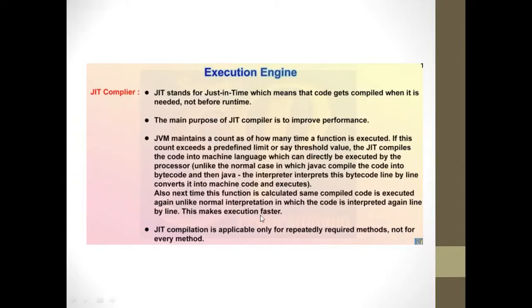This makes the execution much faster because it will run that particular code only when it is needed, but not before. JIT compilation is applicable only for repeatedly required methods, not for every method. We don't require JIT for each and every method, but where we find that a particular method or function is being executed again and again, at that time we can use just-in-time compilation.